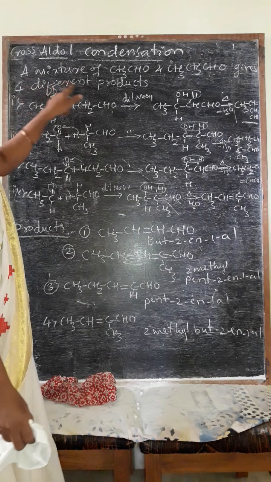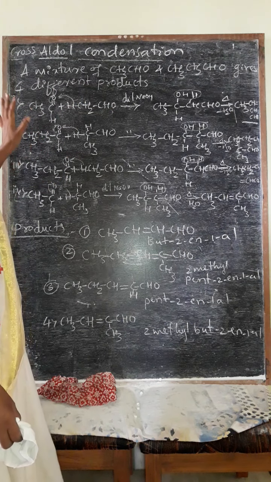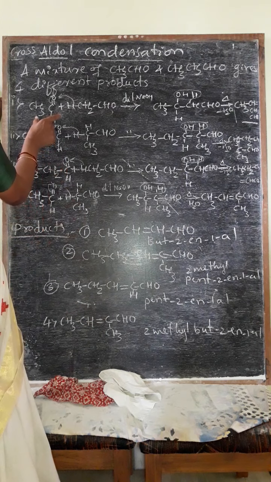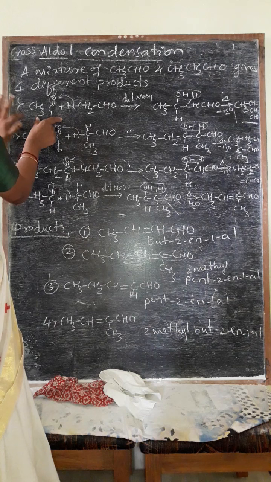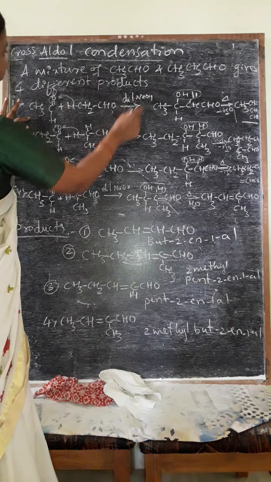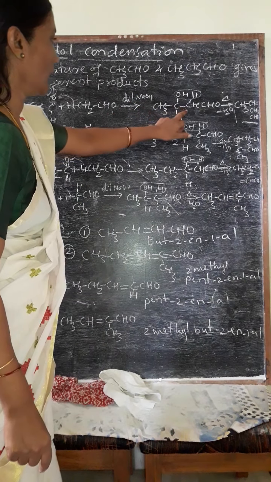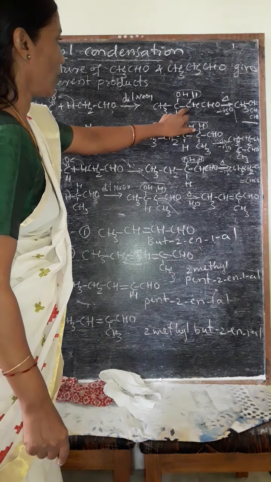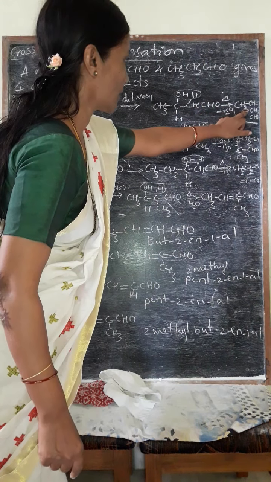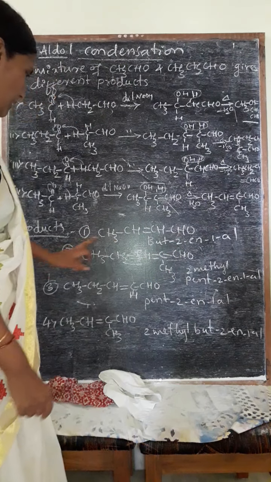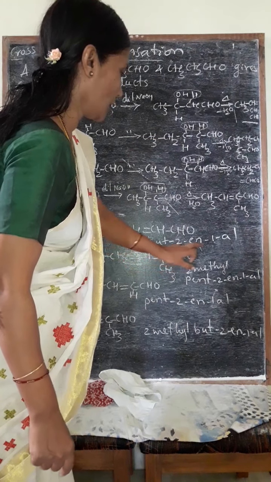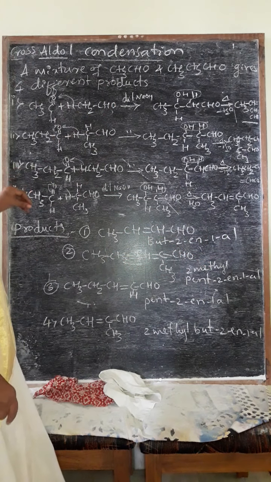That mixture gives 4 different products. Those 4 different products I will represent one by one. First, one molecule I will take as ethanal. Next is propanal. Under the same condition, that is dilute NaOH, the product is the aldol product. Now there is elimination of a water molecule on heating. The first product is but-2-en-1-al.